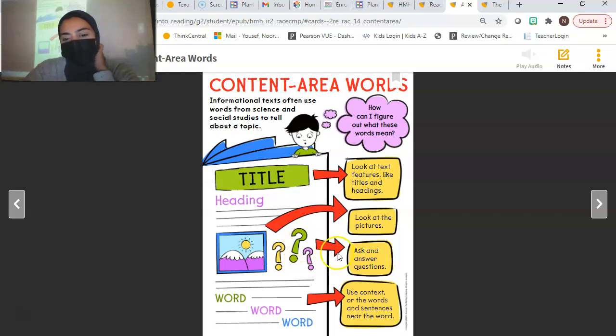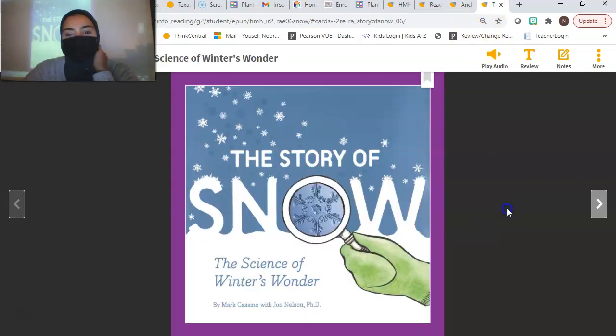Look at the pictures. Answer the questions. Use context, or the words in the sentences near the word, to understand. Okay? So this is an informational text, like social studies or science. How many of you already do this when you read books? Good job. All right, we're going to be reading The Story of Snow: The Science of Winter's Wonder.